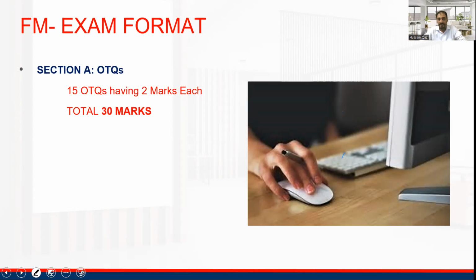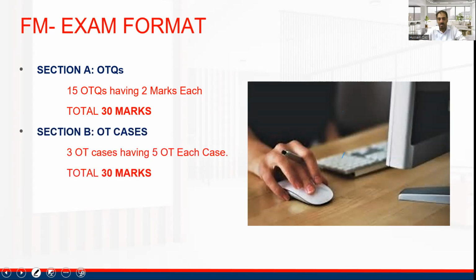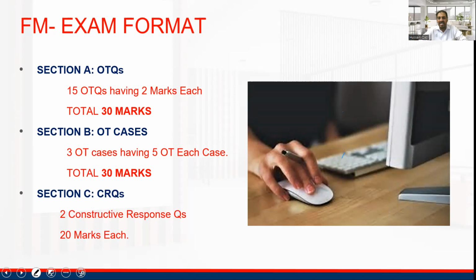Section A, OT questions, 15 OT Qs, each having 2 marks, total 30 marks. Section B, objective test, 3 cases, 5 OT questions for each case, 30 marks. And Section C, CRQs, 2 constructed response questions, including calculation and theory as well.